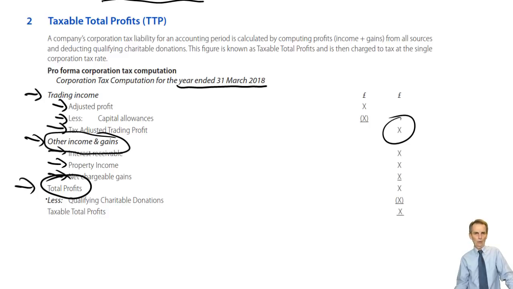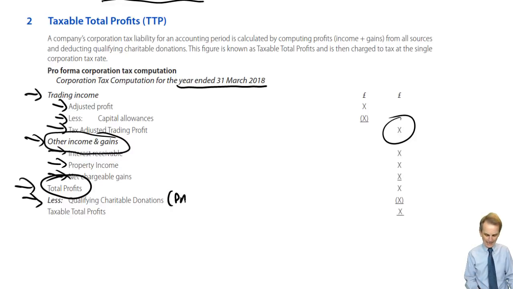Away from total profits, the company might make charitable donations. Now, the company does not operate a gift aid scheme here. It just has qualifying charitable donations where, as long as it's to a qualifying charity, you pay the donation. It's a gross payment. That is the deduction. And according to when they are paid, you get to deduct those donations. They're on a paid basis.